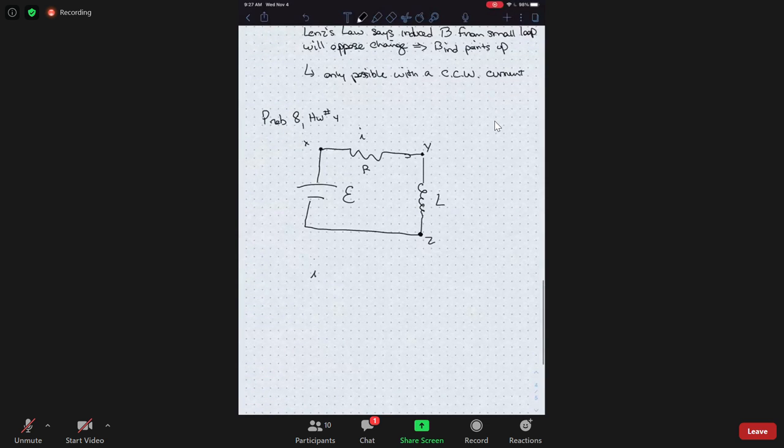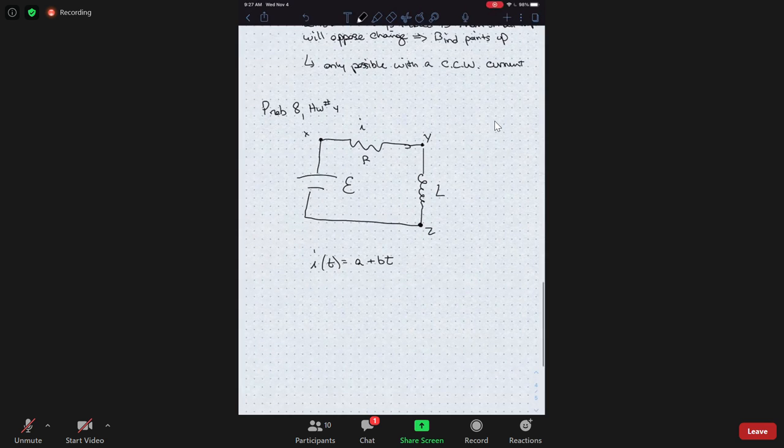And so it tells us that the current as a function of time is just A plus B T, where A and B are constants with their own appropriate units. The resistance is R and the inductance is L. So now it's asking, what is the battery EMF as a function of time? So this is just understanding how Faraday's law applies to inductors, right?